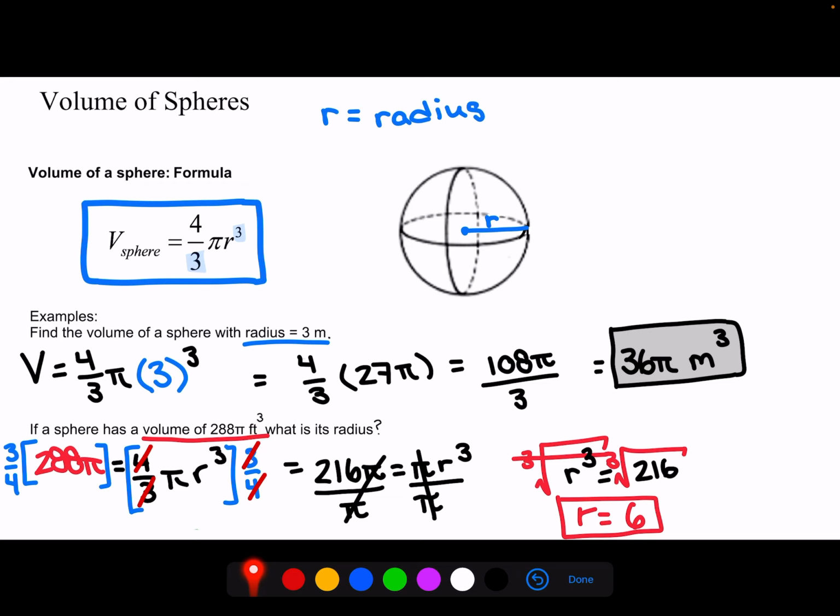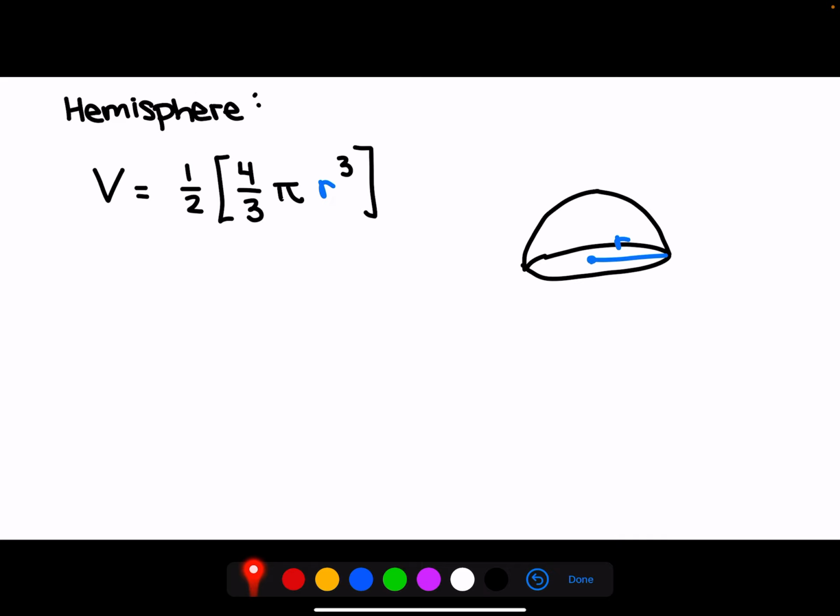All right, let's go ahead and try out, next up, the hemisphere. For a hemisphere, it's just half of a sphere. So its volume formula should be half of the volume of a sphere. Now, we don't need to worry about the base because it's not surface area that we're dealing with. So it's really just taking half the volume of a sphere. Now, if the volume of a sphere is 4/3 pi r cubed, I just need to multiply that by 1/2.